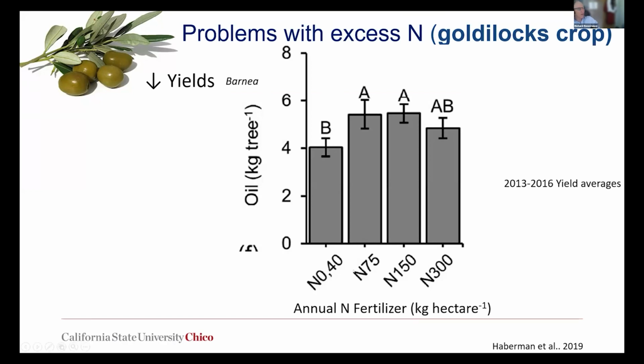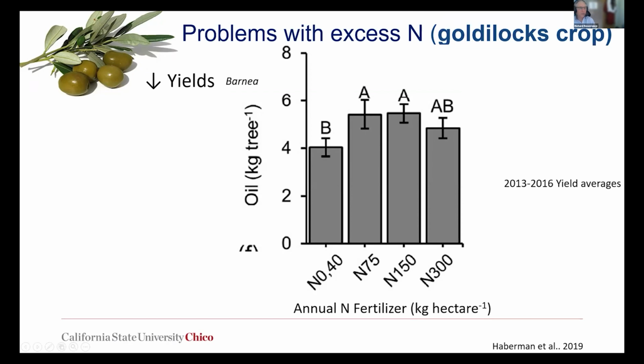And so this is some data over 3 years, between 2013 and 2016, where they applied either 0 or 40. Their oil yield was about 4 kilograms per tree. At 75 kilograms per hectare, they're up to 6. At 150, there was no difference. And then at 300, they had a decrease in yield. So again, you want to make sure you apply enough nitrogen, but not too much.